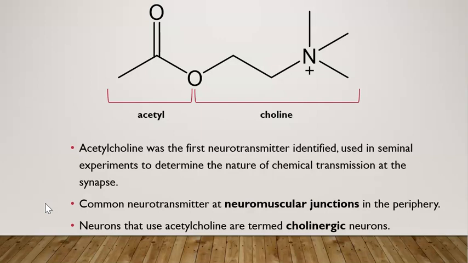So any neuron that uses acetylcholine, we call a cholinergic neuron. Okay, so cholinergic means using acetylcholine. So you will hear that term over and over.